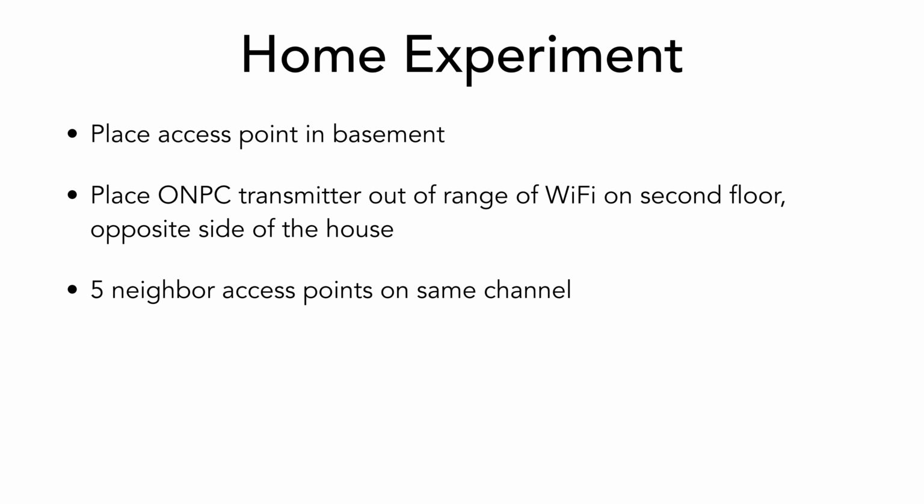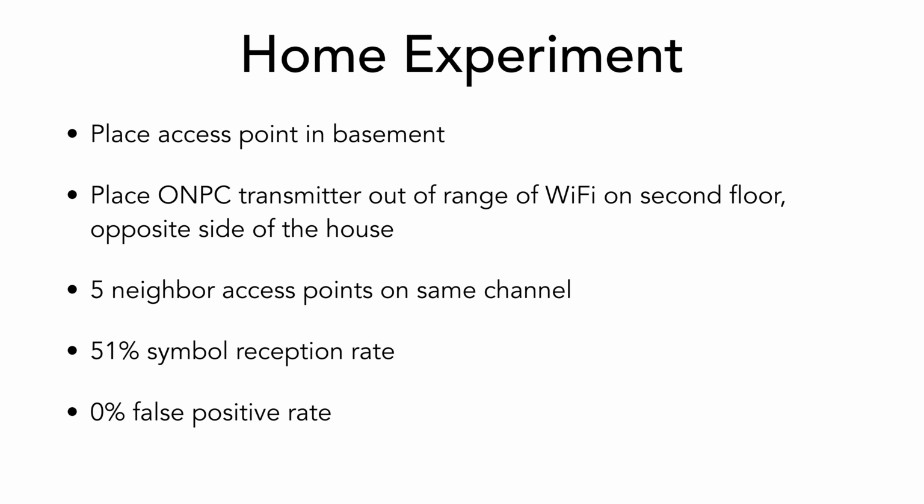And there was interference going on here. We had 5 neighbor access points, so not terrible, not like an apartment, but still there's plenty of interference going on the same channel. And we tested this out. Let's see, we were able to get 51% reception rate. So once again, not great, but for ONPC, for staying alive, it's perfect. It's exactly what we need. We just need to know occasionally if a sensor is online versus not online. Okay, so those were the 2 environments.